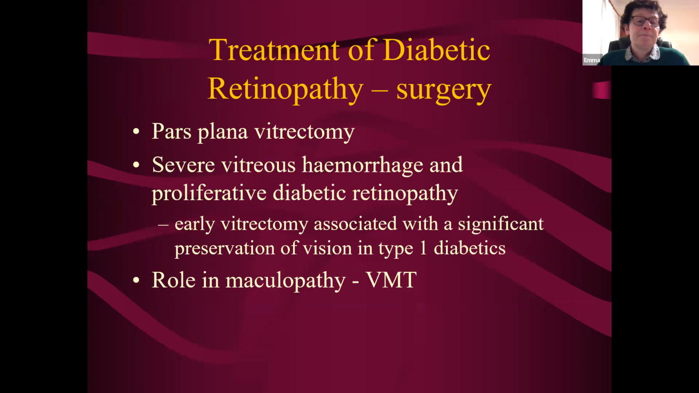And then there's surgery, and that comes into vitreoretinal clarity, the pars plana vitrectomy, and this is for the severe vitreous hemorrhage and proliferative diabetic retinopathy. And it is clear that early vitrectomy, intervening early, is associated with significant preservation of vision in type 1 diabetics. So we have a very open motorway between the medical retinal clinics and the vitreoretinal clinics, with patients buzzing between them. If they bleed, they go off to the VR people who do a vitrectomy, sometimes endolaser, send them back to us and we monitor them.